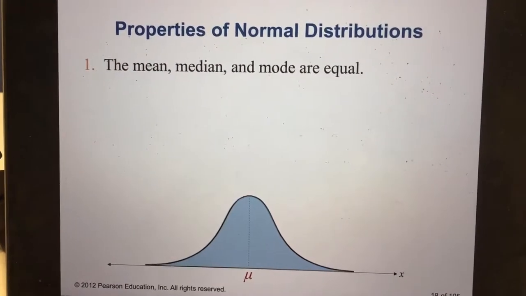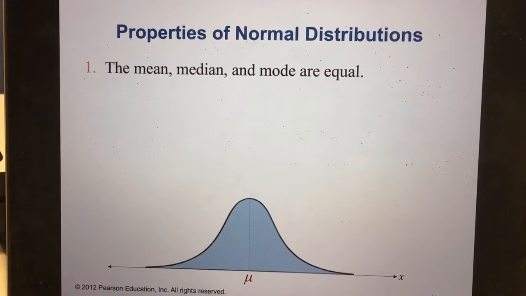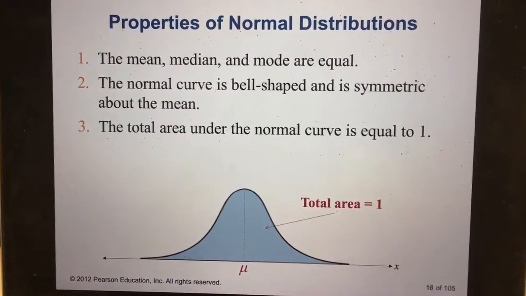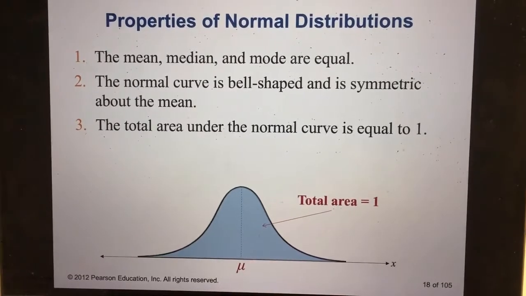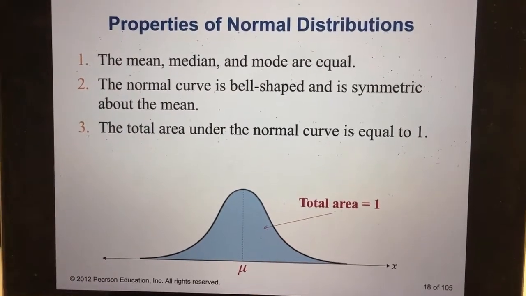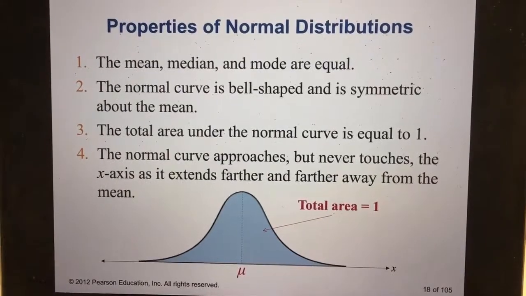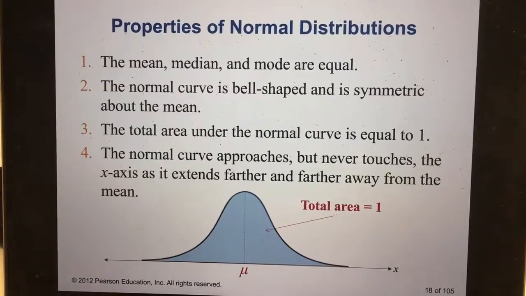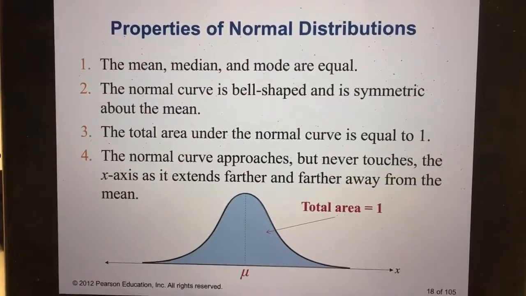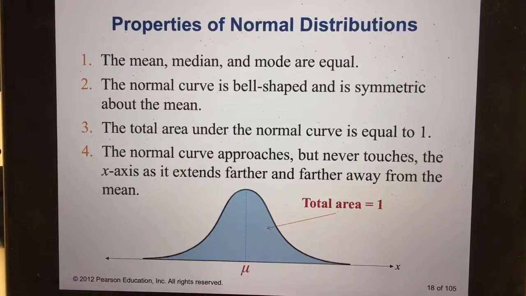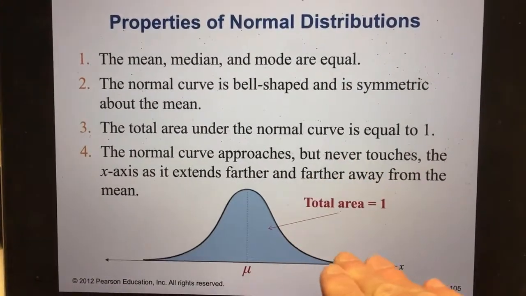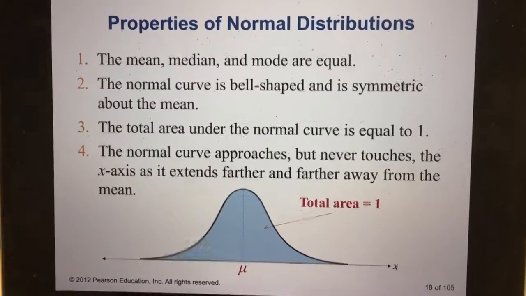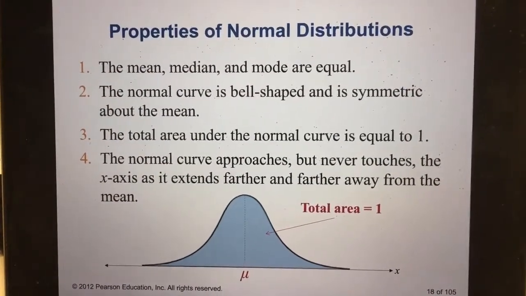The mean, median, and the mode are equal in the normal distribution. The normal curve is bell-shaped and is symmetric about the mean. The total area under the normal curve is equal to 1, as it must be for all continuous distributions. And the normal curve approaches but never touches the x-axis as it extends farther and farther away from the mean. So it's coming down here and it's getting closer and closer, but theoretically it never ever touches. And the total area is 1.